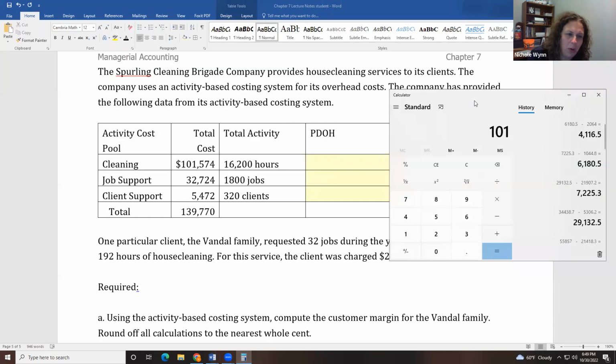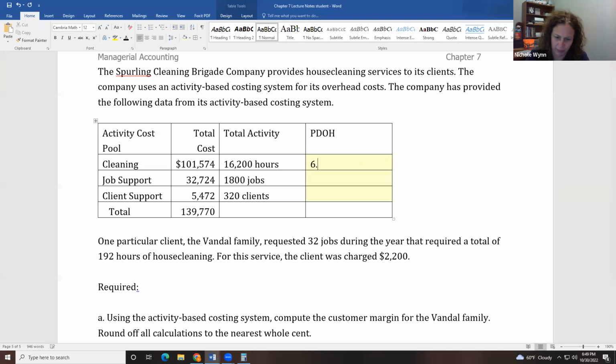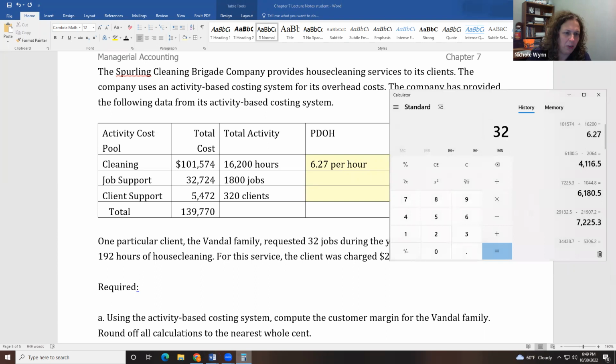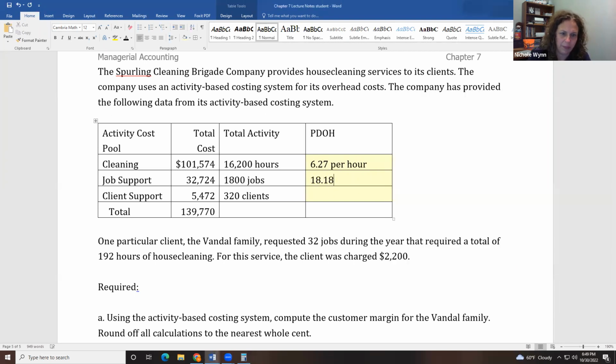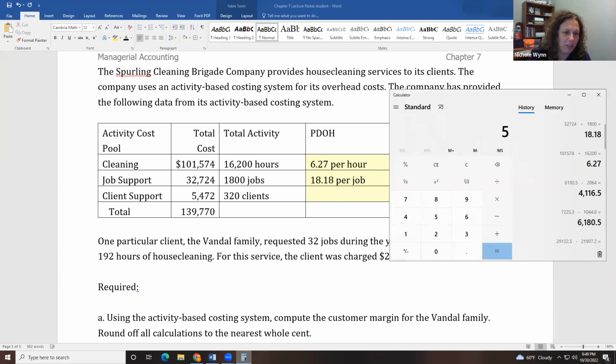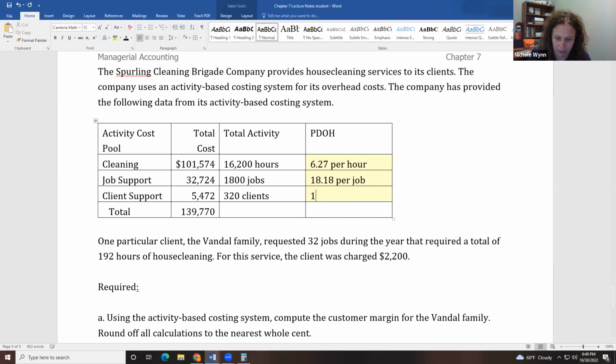So I'm going to take 101,574 divided by 16,200 so I can get a cost per hour: 6.27. And then here I've got 32,724 divided by 1,800, 18.18 per job. And then here it's based on clients, 5,472 divided by 320, 17.10 per client.